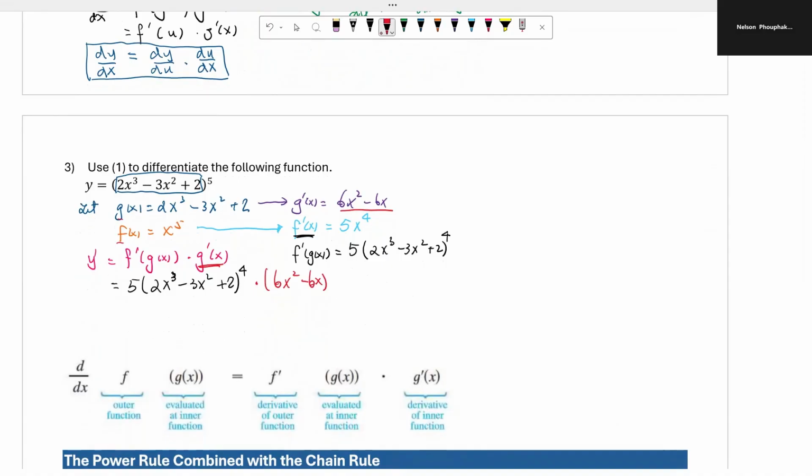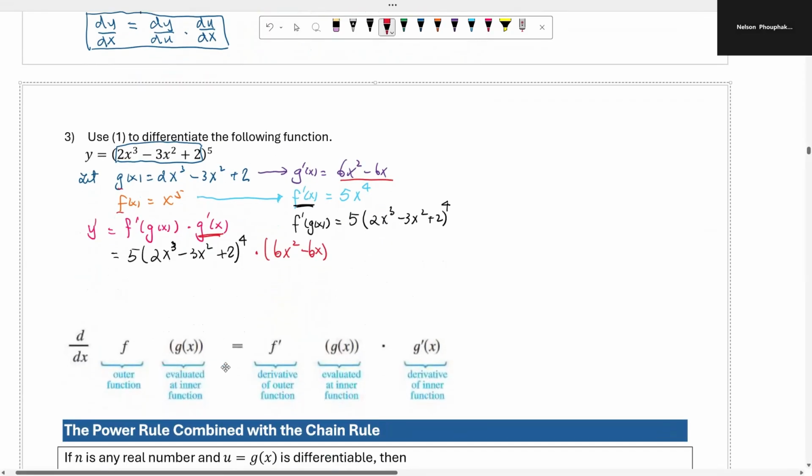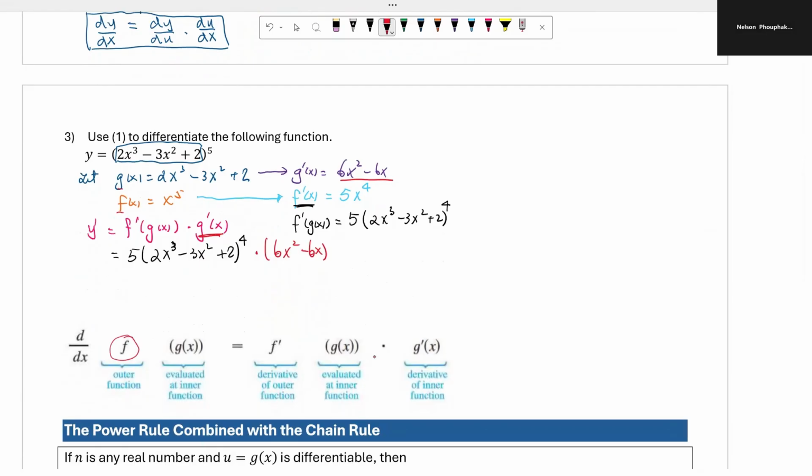So basically, the idea of the chain rule is that if we take the derivative of f of g of x, where the outer function is f evaluated at the inner function g of x, it is the derivative of the outer function evaluated at the inner function g of x, and then multiplied by the derivative of the inner function. So in this case, maybe we could consider this one: y equal to (2x to the power 3 minus 3x squared plus 2) raised to the power 5.